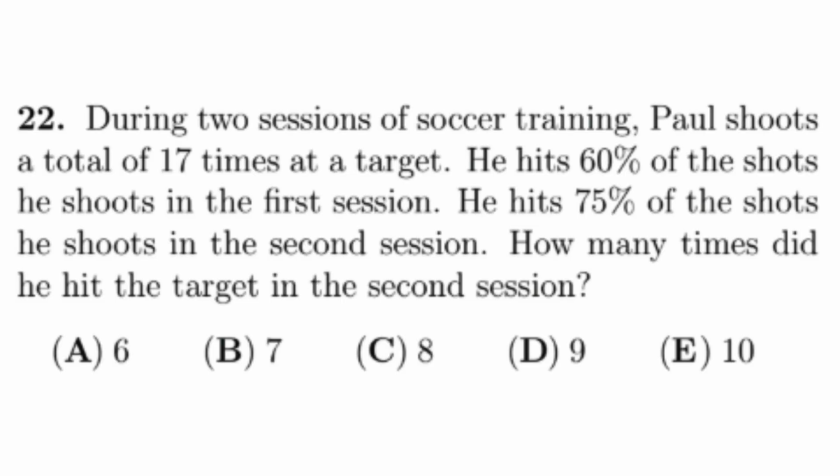Number 22. During 2 sessions of soccer training, Paul shoots a total of 17 times at a target. He hits 60% of the shots he shoots in the first session. He hits 75% of the shots he shoots in the second session. How many times did he hit the target in the second session?